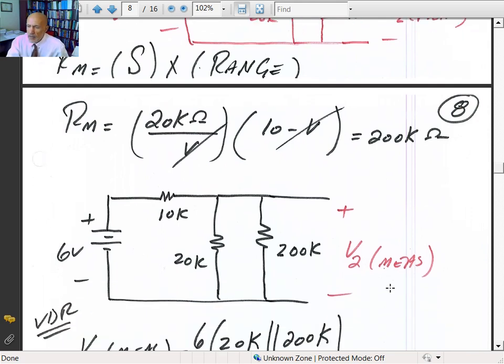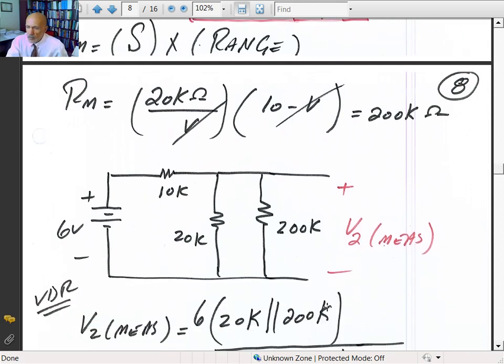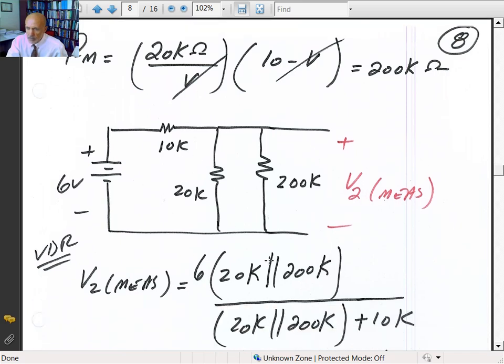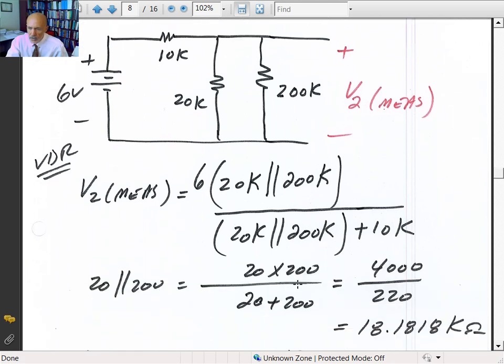Now, if you want to measure V2, it would be equal to 200K in parallel with 20K times 6 divided by 10K plus 20K in parallel with 200K. Every time you use the voltage divider rule, you must have only 2 resistors connected in series. So first you need to convert this to one single resistor, 20K in parallel with 200K. If you do that, 20 times 200 divided by 20 plus 200 gives you about 18.181K.